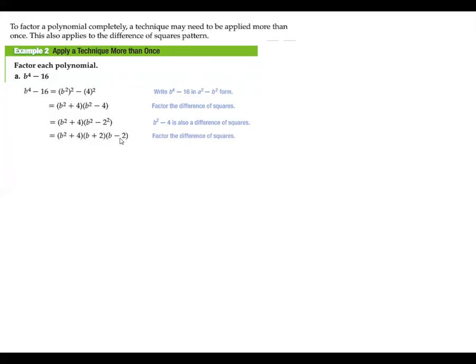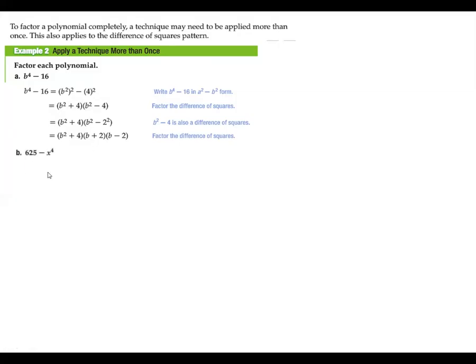Now, I will tell you, if you have the sum of squares, like something squared plus something squared, like this b squared plus 4, that does not factor in the real numbers, okay? In Algebra 2, you might talk about how to do that, or in pre-calculus. That's a little bit more involved and beyond what we know, okay? So you won't have to factor a sum of squares unless you can pull out a GCF, but you can't do it like you did the difference of squares.